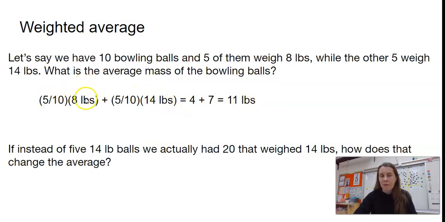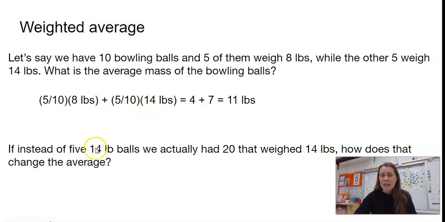So half of 8 is 4, half of 14 is 7, so our average atomic mass, or our average mass for bowling balls in this case, would be 11 pounds. Okay? You could, in this case, also just do the average of 8 and 14, and that would also give you 11. But that only works if you have an equal number of both different masses.